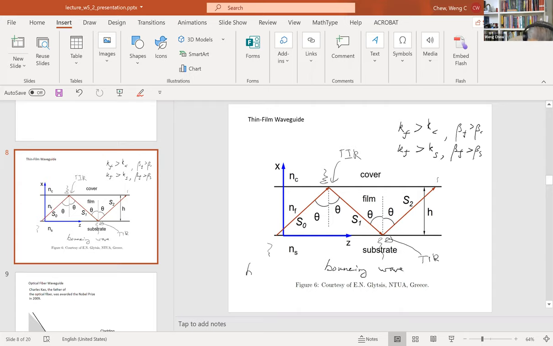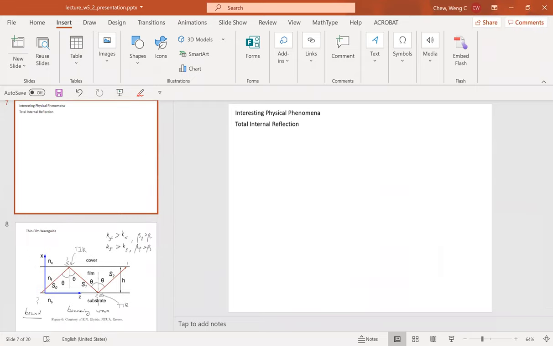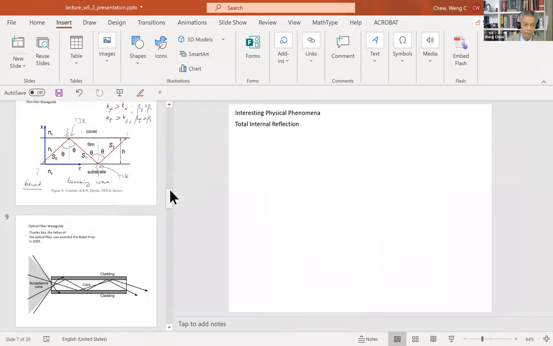It's also bound, okay? The bound here is quite different from bouncing. It's bound by the fact that the wave is evanescent in both the transmitted and the reflected region, and the energy is confined in this thin film. Okay, this is one thing you can do.